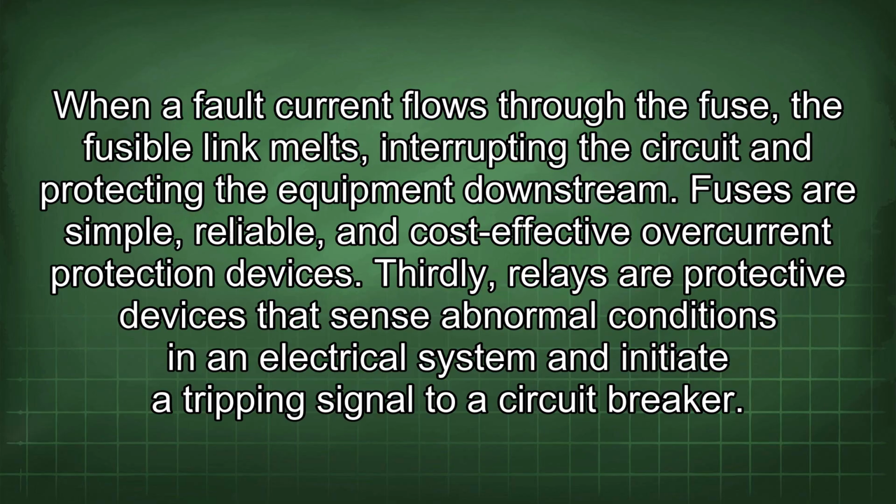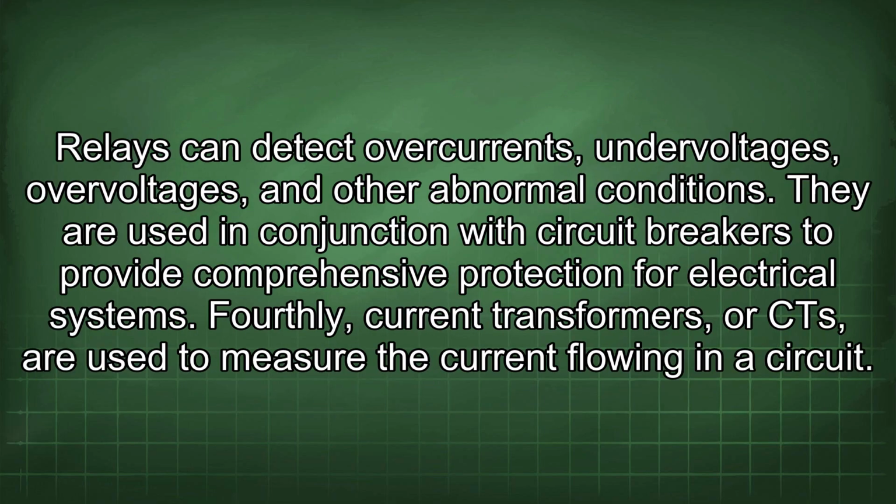Secondly, fuses are overcurrent protective devices that contain a fusible link. When a fault current flows through, the fusible link melts, interrupting the circuit and protecting the equipment downstream. Fuses are simple, reliable, and cost-effective overcurrent protection devices. Thirdly, relays are protective devices that sense abnormal conditions in an electrical system and initiate a tripping signal to a circuit breaker. Relays can detect overcurrents, undervoltages, overvoltages, and other abnormal conditions. They are used in conjunction with circuit breakers to provide comprehensive protection for electrical systems.